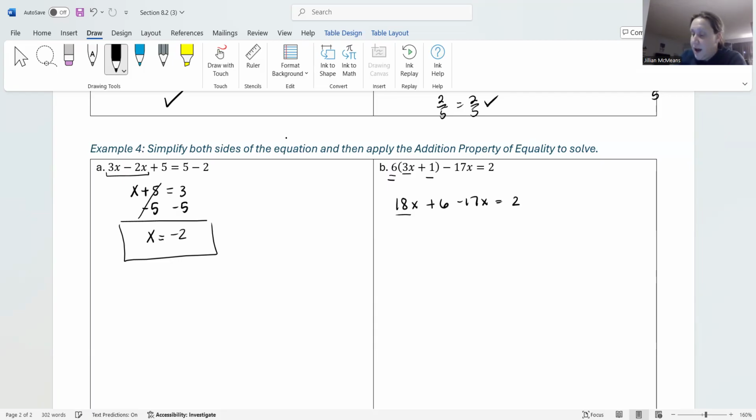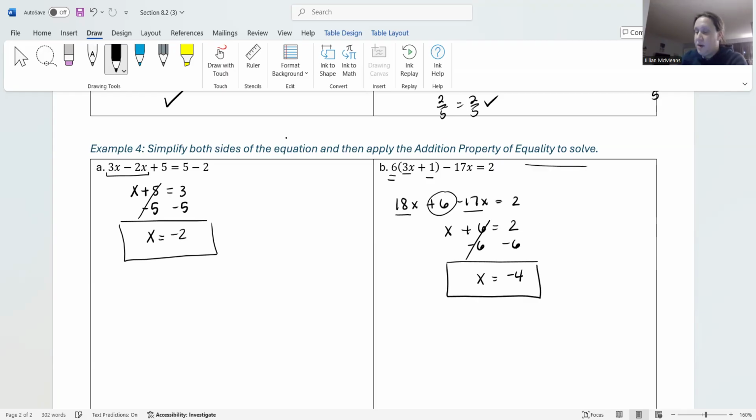So now I have like terms. So I have 18x minus 17x. That equals just 1x. So I would write it as just x. Don't forget your plus 6 and your equals 2. All right. So now I can solve this. So the issue is that x has a 6 added to it. So how would we undo addition of 6? Subtract. So I subtract 6 from each side. 6 minus 6 is just 0. x plus 0 is just x. And 2 minus 6 is -4.